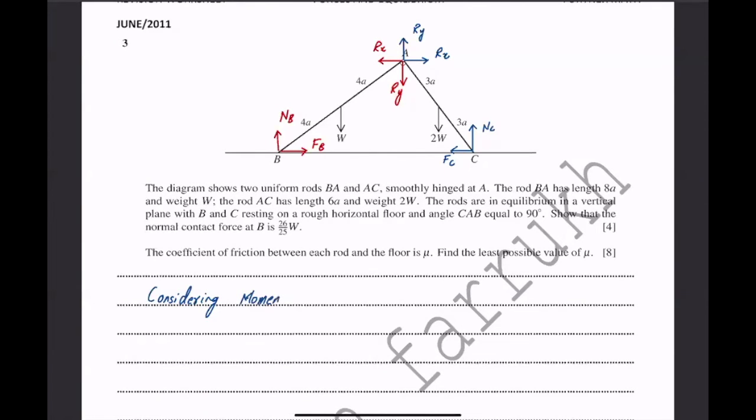Let's consider the moment equation of the entire system about point C. The reason we do that is because if we consider the moment about C, then the moment of normal reaction at C and friction at C would be equal to 0. And if we consider the entire system, then Rx and Ry would not be part of the equation because they would be cancelling each other out.